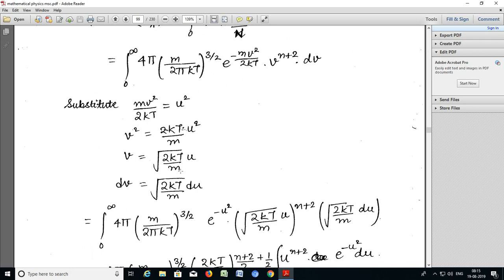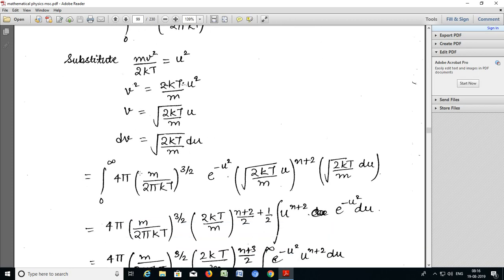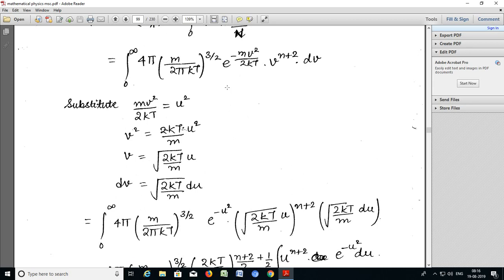Now how do we prove it? Given that the average value is v to the power n into this, the integral from 0 to infinity, put the value 4 pi, m over 2 pi kT. Now from here this term is coming, this is what is given, dn by n is given by that. Putting the value of dn by n here.